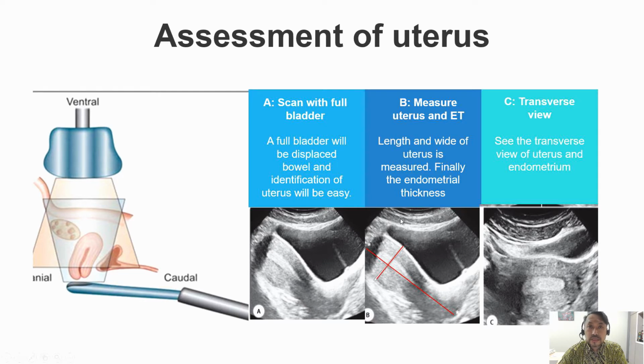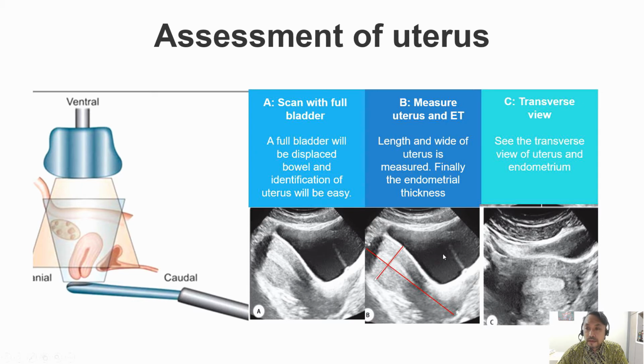Next, you are going to measure the uterus and the endometrial thickness. Take the length of the uterus from the fundus until the cervix here, and then the width of the uterus. The diameter of the width usually is around 7 times 5 centimeter in multipara, and in nulliparous usually 5 times 3 centimeter. And then finally you're going to measure the endometrial thickness.